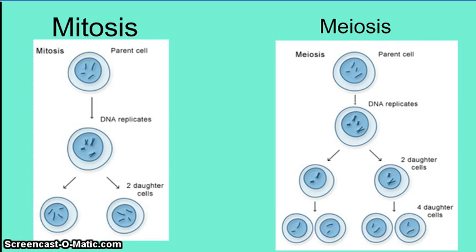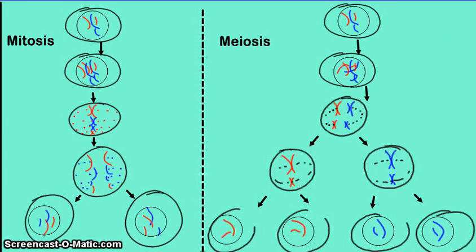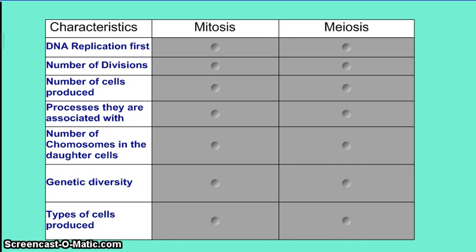And here we have generic diagrams of the processes of mitosis and meiosis. Mitosis is here on the left, meiosis is on the right, and I also have a more complete diagram. Mitosis again on the left, meiosis on the right, and I'll be using these to refer to as I discuss the comparisons. So we have 8 characteristics that I'm going to ask you to be familiar with and be able to compare mitosis and meiosis.